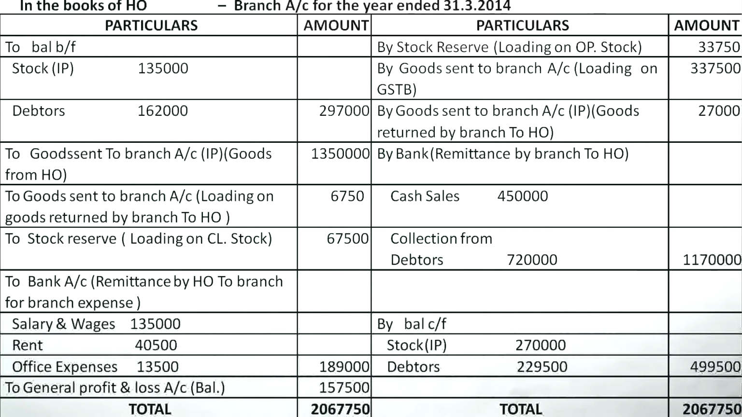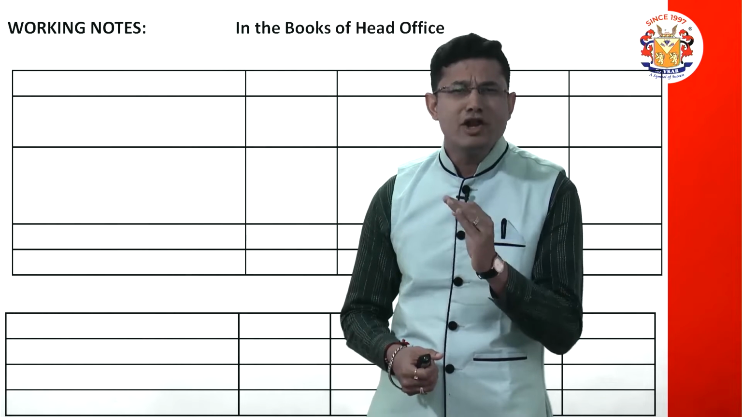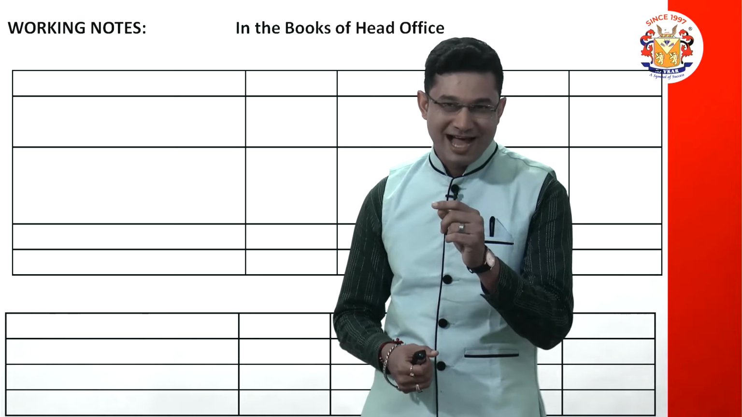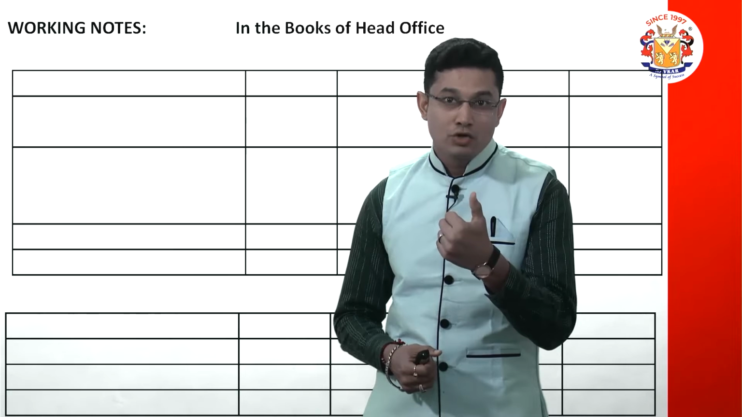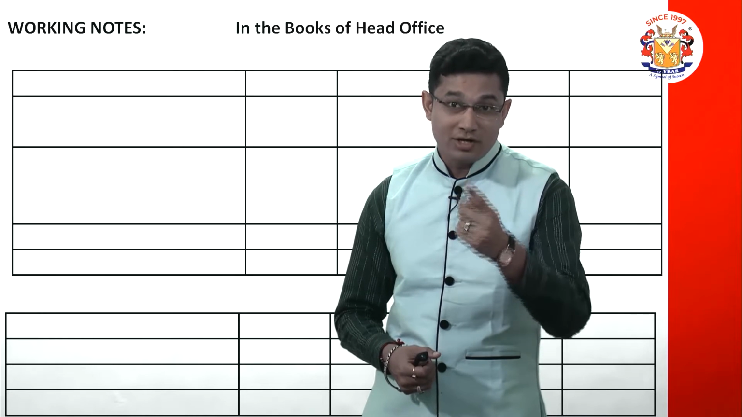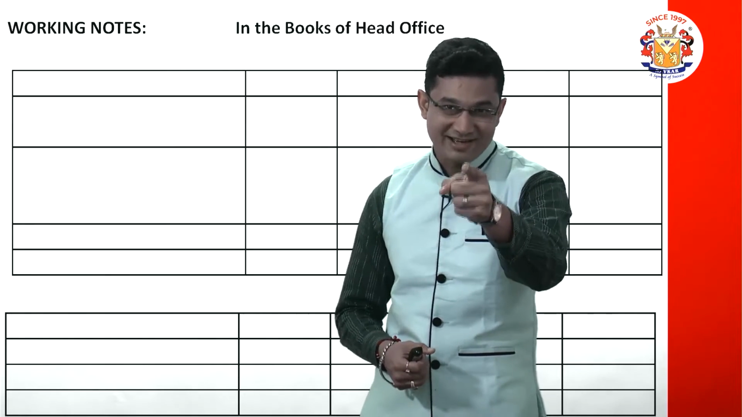Very simple, sir. Branch account debit 1,57,500 to general profit and loss account 1,57,500. Under debtors method, only for your conceptual clarity, I am here going to talk about goods sent to branch account and stock reserve account, only for your better understanding. Let us check.